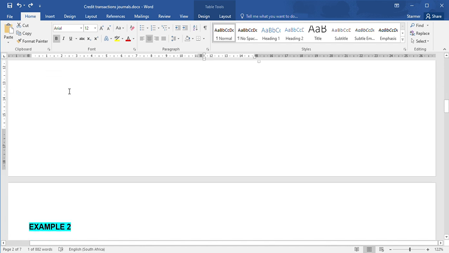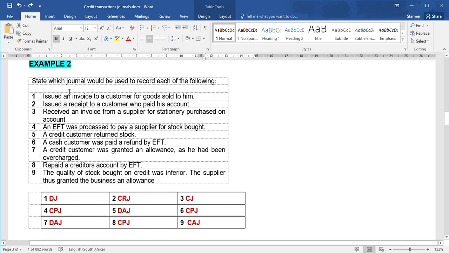Okay, the second activity involves identifying which journal would be used to record each of the following. If you issue an invoice, it means you've sold on credit, so that will get recorded in the debtor's journal. The second one, if you issue a receipt when somebody gives you money, it means you receive money, so that will get recorded in the CRJ. If you receive an invoice from a supplier for stationery purchased on account, we bought on credit in that case, and if we buy on credit, we owe money, it goes in the creditor's journal.